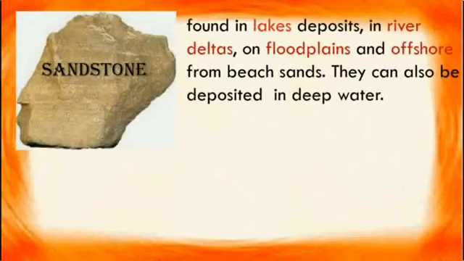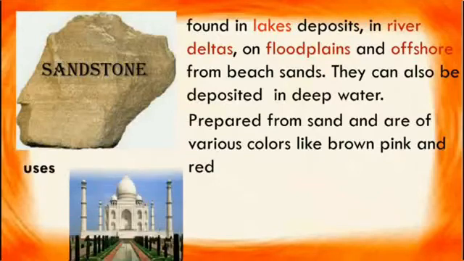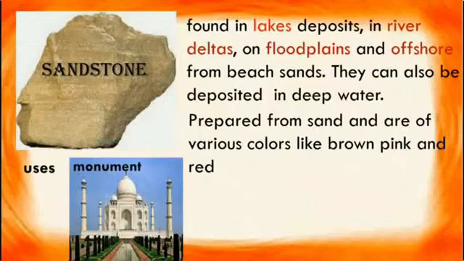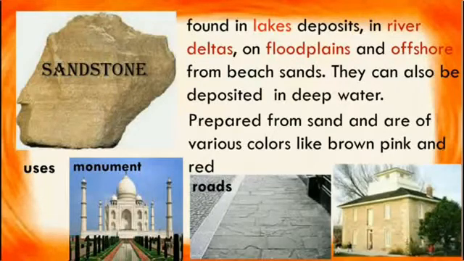Our first rock is sandstone. Sandstone is found in lakes, rivers, floodplains and beaches. They are also deposited deep inside the water. They are prepared from sand and are of various colors like brown, pink and red. Sandstone is used in building of monuments. It is also used in making of roads, as well as in making of buildings.